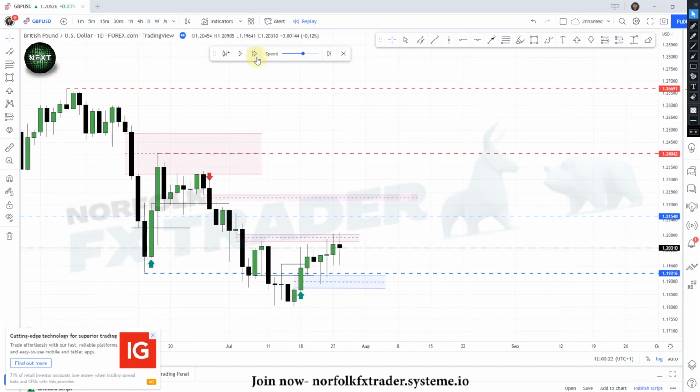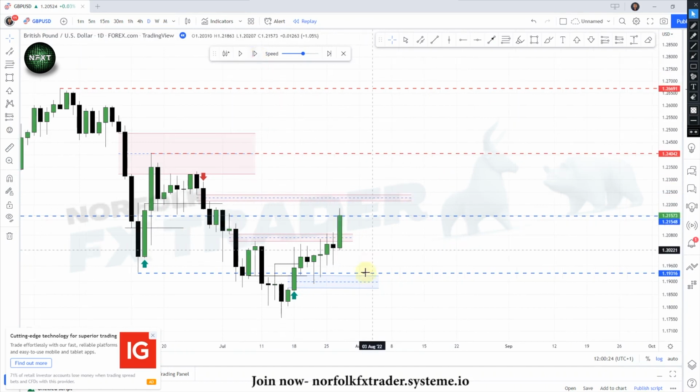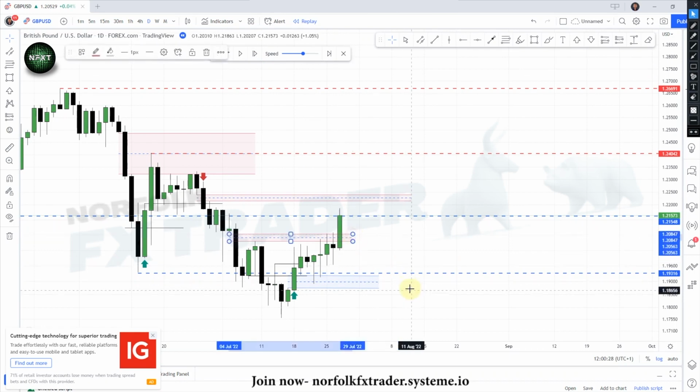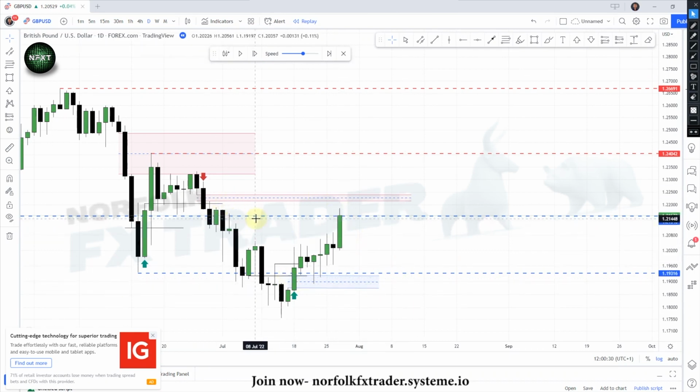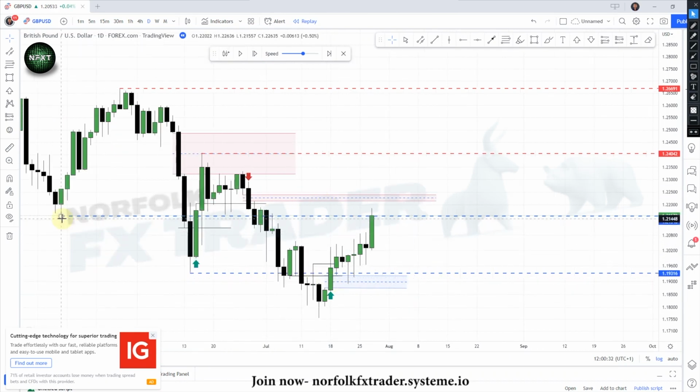Continuing forward, we hold, and there it is. There's your momentum move to the upside, breaking and removing that area. And where do we go to? We actually retest this previous low. So we close at that previous low. Now, I've been looking for the market to continue up.